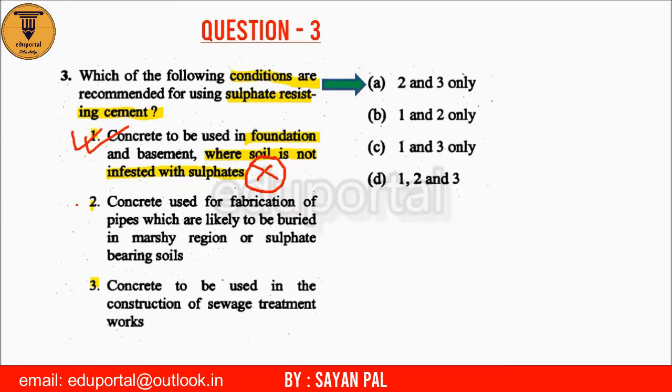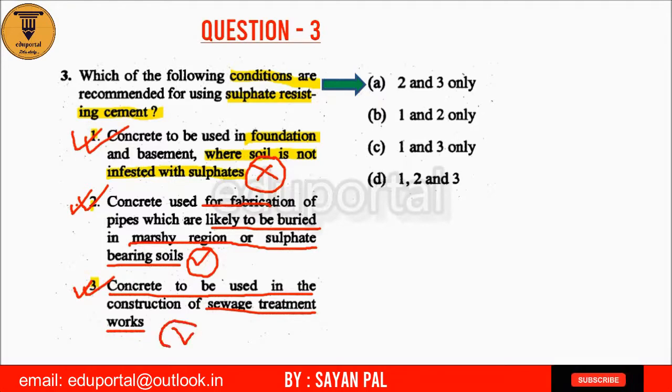Now for option 2, it says concrete used for the fabrication of pipes which are likely to be buried in marshy regions. We have seen this in the applications of SRC, so option 2 is correct. Okay, and option 3: concrete to be used in the construction of sewage treatment work. We have also seen this in the applications, so this is also correct. So option 1 is wrong, option 2 is correct, option 3 is correct. So our answer is 2 and 3 only. Okay, so we have completed question number 3.